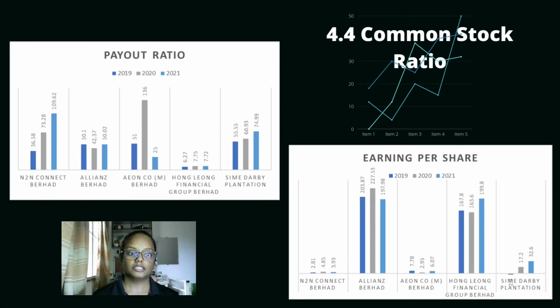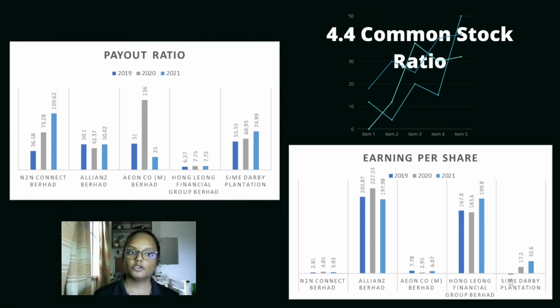In contrast, End-to-End Connect Berhad had the lowest earning per share in 2019 with 2.81. This implies that End-to-End Connect Berhad delivers lesser return to shareholders and gives bad indications regarding the company's health. Earning per share for Alliance Berhad rose from 203.87 in the year 2019 to 227.53 in the next year, then fell to 197.98 in the following year.